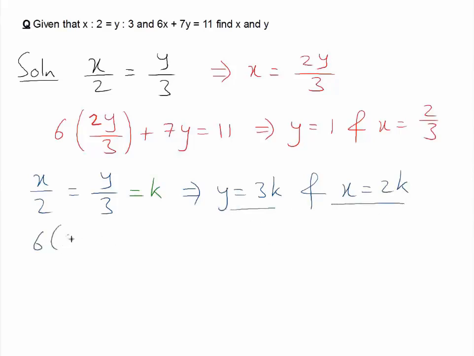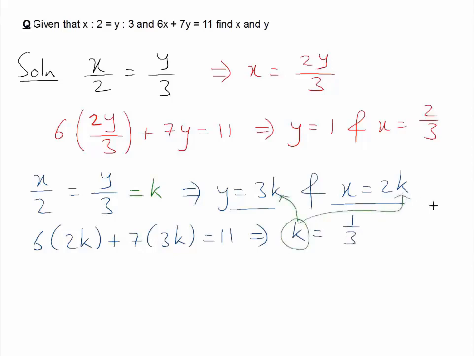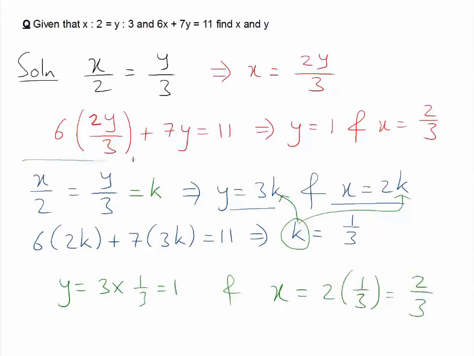Now we can substitute both of these values of x and y in. So 6 multiplied by 2k plus 7 multiplied by 3k equals 11. So we solve and get the value of k as 1 by 3. Resubstituting the value of k in this and in this, we get the value of x and y. So y becomes equals to 3 multiplied by 1 by 3, so this equals to 1. x equals 2 times k, which is 1 by 3, so this equals 2 by 3. So these are two different methods which we can follow to solve this question.